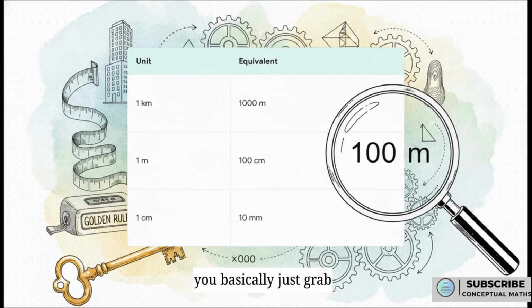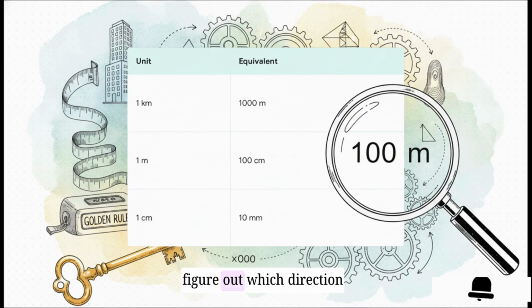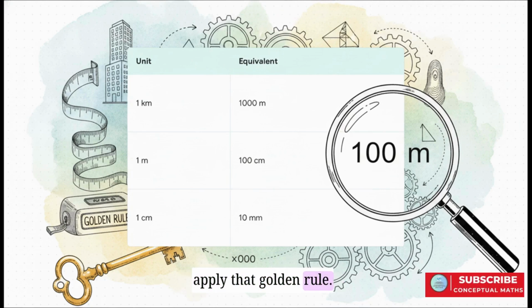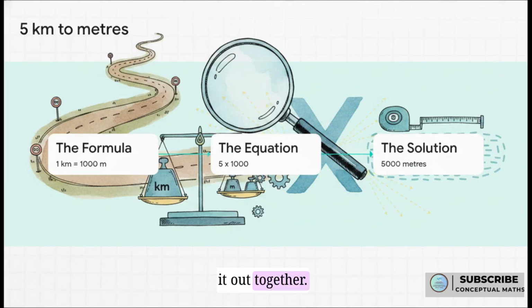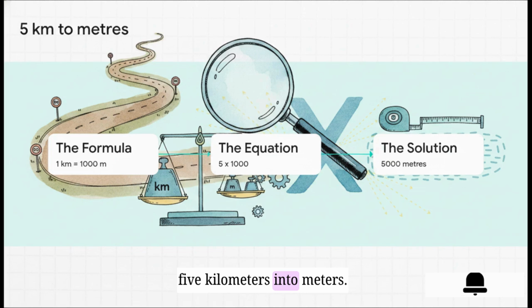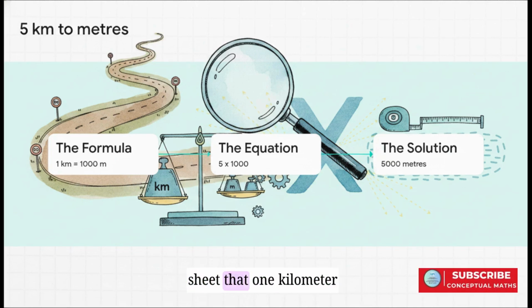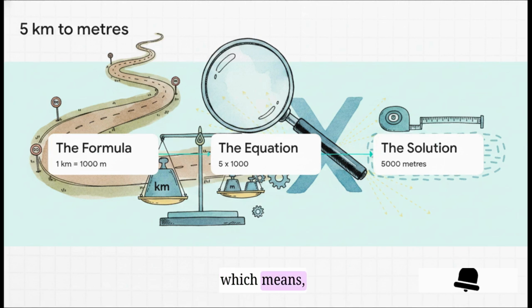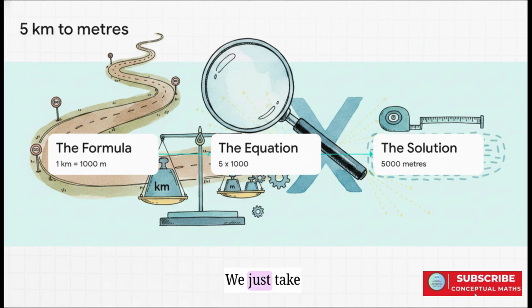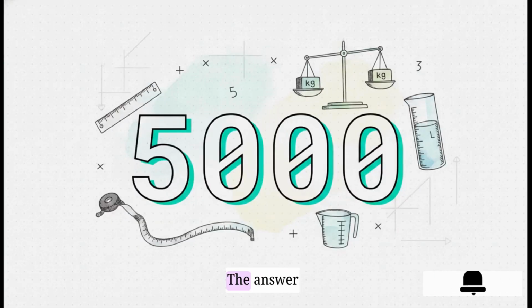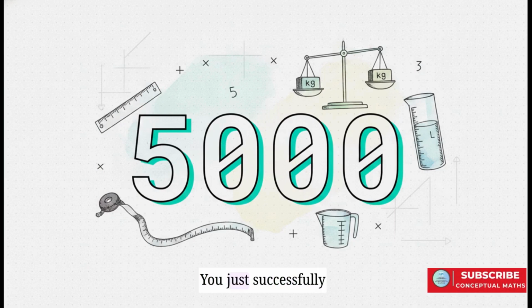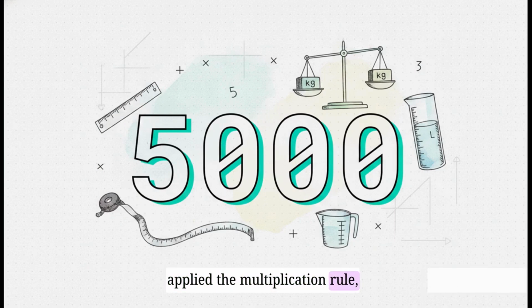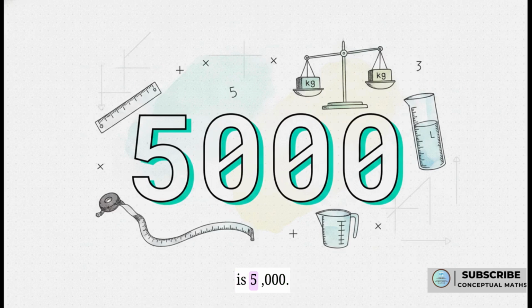To convert any distance, you basically just grab your base number from this list, figure out which direction you're going, and apply that golden rule. Let's actually try it out together. Say we want to convert 5 kilometers into meters. We know from our cheat sheet that 1 kilometer equals 1,000 meters. And since kilometers are way bigger than meters, we're going from big to small, which means, you guessed it, we multiply. We just take our 5 and multiply it by 1,000. Spot on. The answer is 5,000 meters. You just successfully applied the multiplication rule. 5 times 1,000 is 5,000.